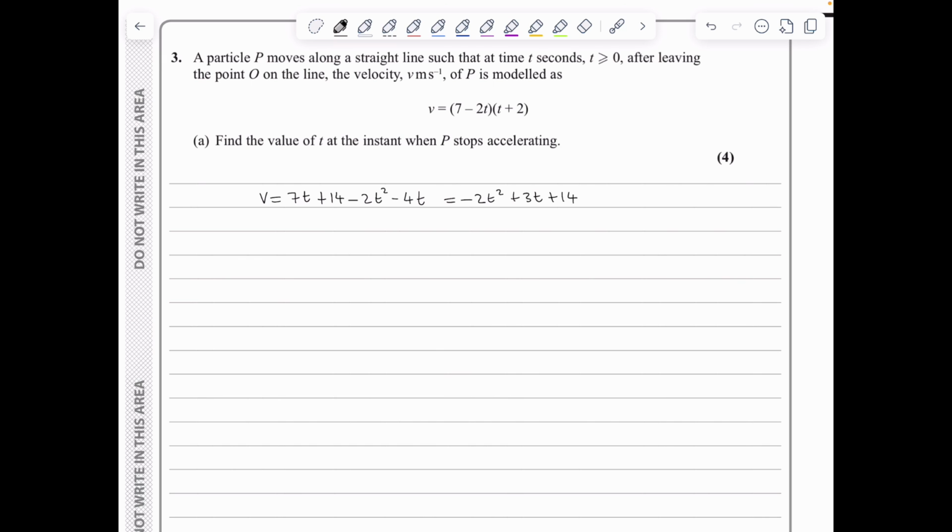Well, we know that the acceleration is the derivative of velocity with respect to time, so a is dv/dt. Now in differentiation we get the power down, we deduct 1 from the power, so we're looking at negative 4t plus 3. And if P stops accelerating, this simply means that the acceleration is 0, and therefore we are looking at negative 4t plus 3 is equal to 0, which means that 3 is equal to 4t, and therefore 3 over 4 is the value of t at the instant when P stops accelerating.